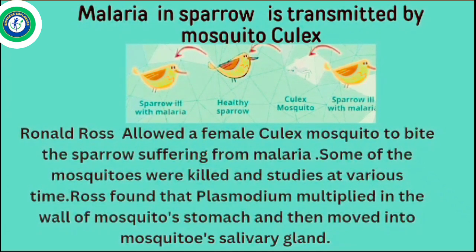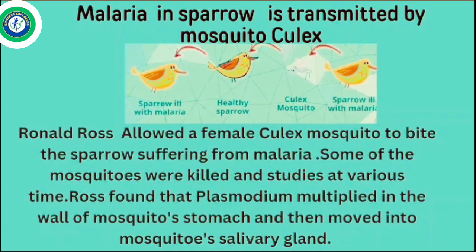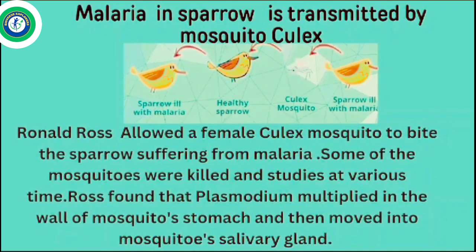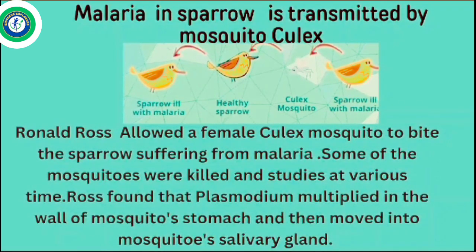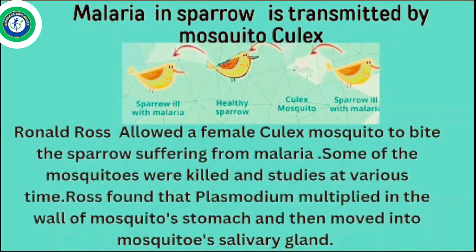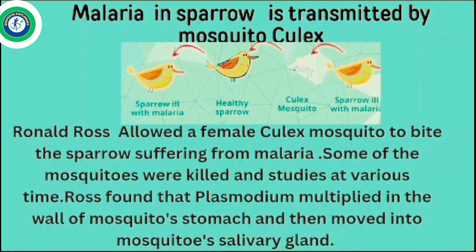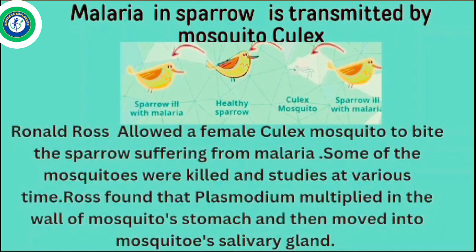Ronald Ross allowed a female Culex mosquito to bite the sparrow suffering from malaria. Some of the mosquitoes were killed and studied at various times.